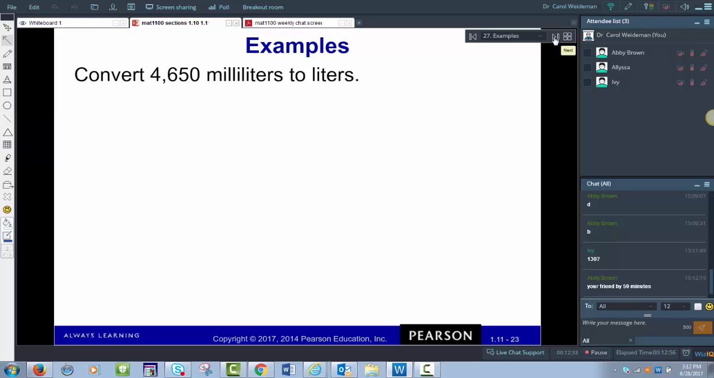So what am I going to do? Am I going to multiply or divide? I'm going to divide. And the reason I'm dividing is I'm going from smaller units to bigger units, so I expect to come up with an answer that's smaller. And the conversion here I used was 1,000 ml equals 1 liter. And I divided.